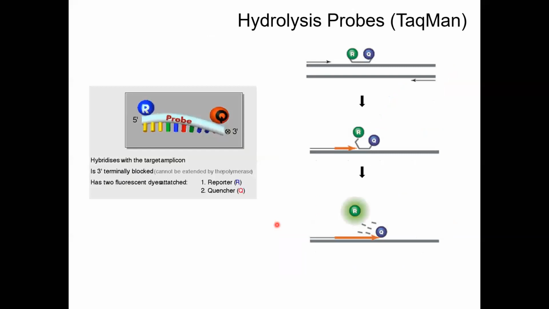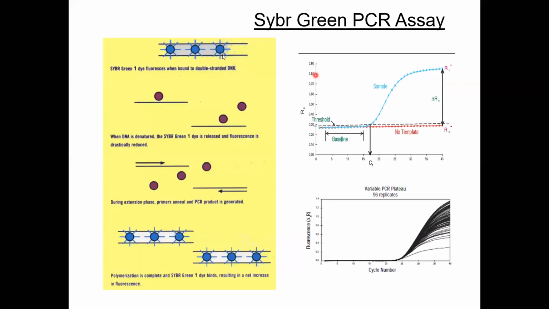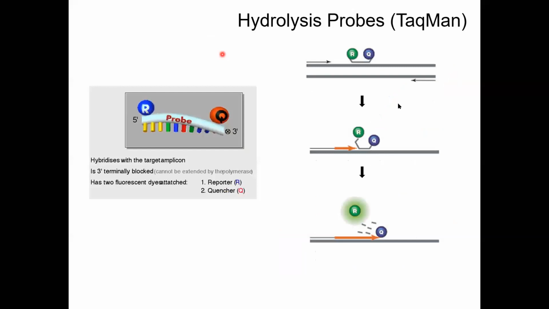Another type is TaqMan, which uses Taq polymerase. We use a probe in TaqMan. In SYBR, we do not use a probe; the dye simply binds to the DNA. Once you run the PCR reaction, these probes bind to the DNA, and when the DNA is amplified, they are hydrolyzed. This hydrolysis gives a fluorescence.